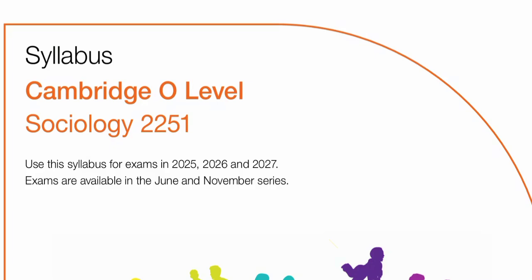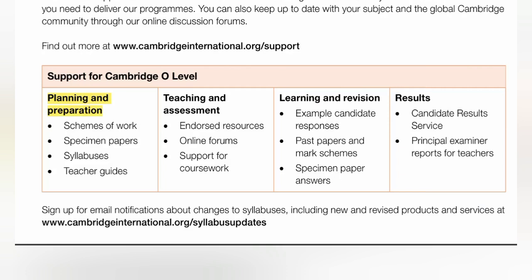In today's video, we are going to talk about the syllabus overview for Sociology paper code 2251 for the exams in 2025, 2026, and 2027. Requisites you have to consider when you prepare for this subject.